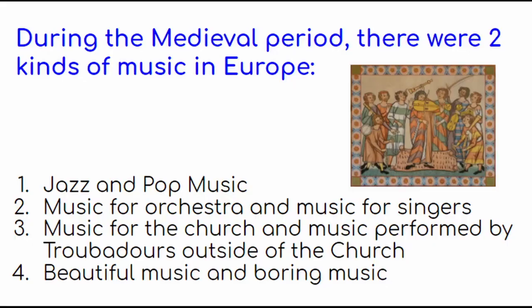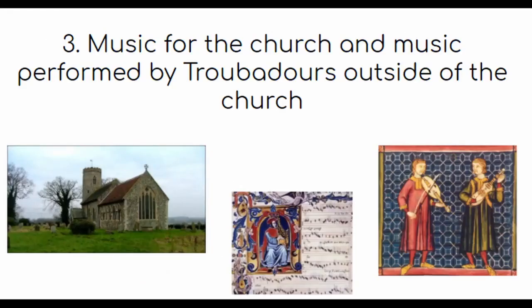Let's start. During the medieval period, there were two kinds of music in Europe. 1. Jazz music and pop music. 2. Music for orchestra and music for singers. 3. Music for the church and music performed by troubadours outside of the church. And 4. Beautiful and boring music. And the answer is 3. Music for the church and music performed by troubadours outside of the church. Did you know the answer?